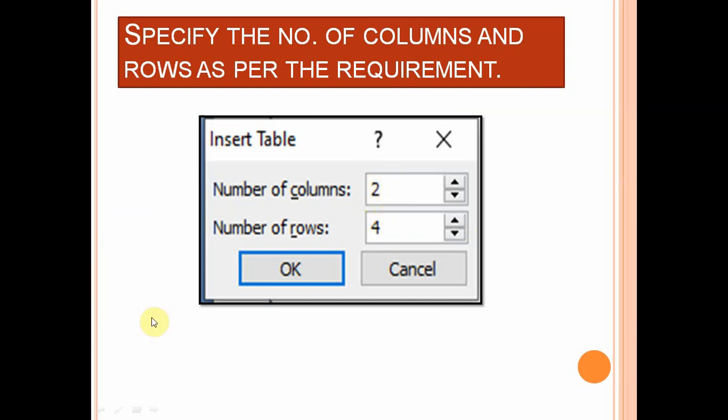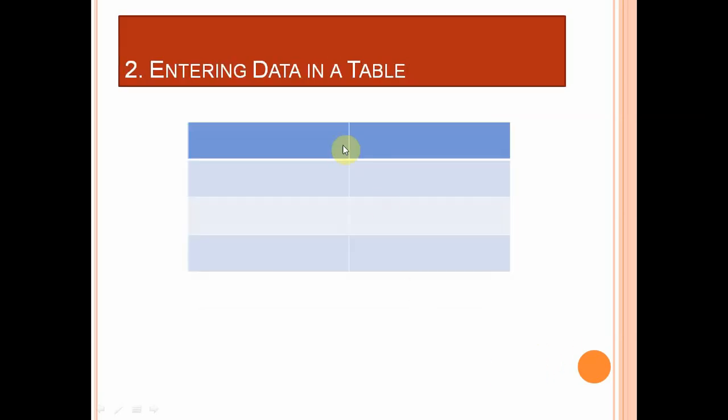For example, the table that we discussed in the previous slide had 2 columns, one for the roll number and another for the name. So the same we have taken: number of columns is 2 and number of rows is 4. So we will be provided with a grid of 2 columns and 4 rows. Then we will get a table like this and we have to enter the data inside this table. To enter the data in a table, we simply have to double click a cell.